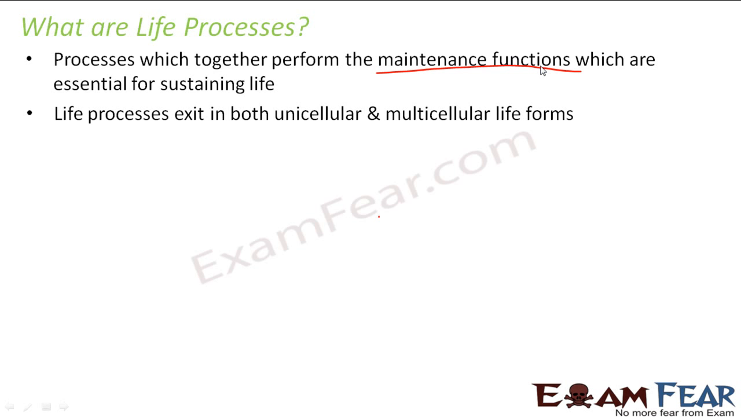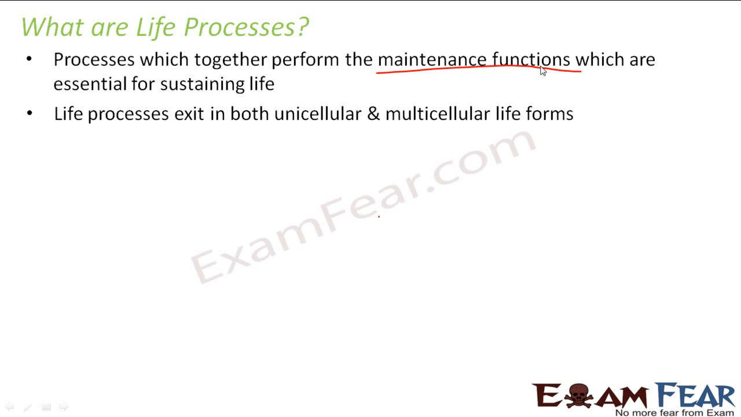Now life processes exist in both unicellular and multicellular forms. That is very obvious. For example, whether we consider a very simple organism like an amoeba, which is made up of one cell, that one cell has to perform all the functions of the body. So in that case, we do not have any specialized organs, correct?